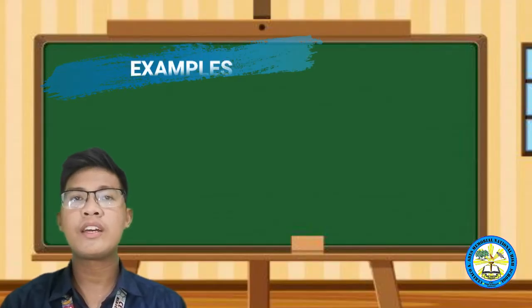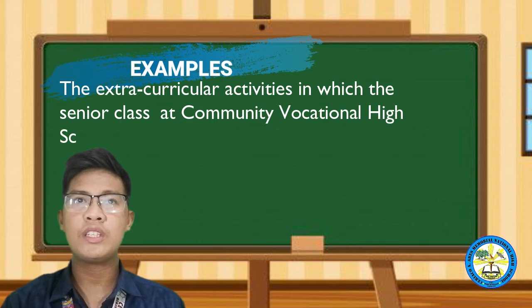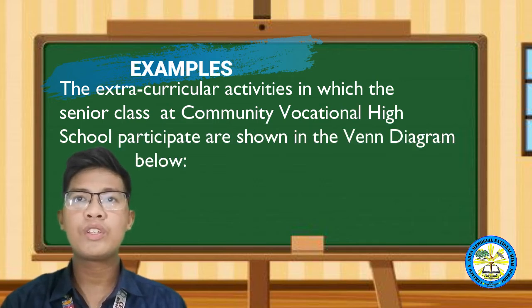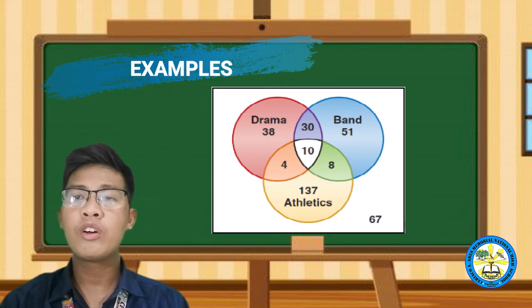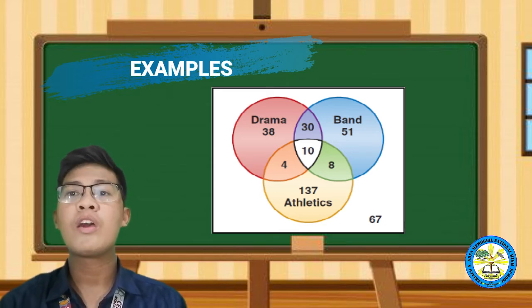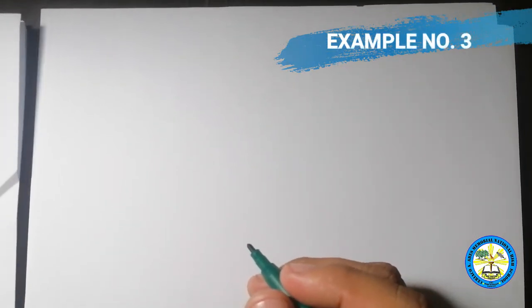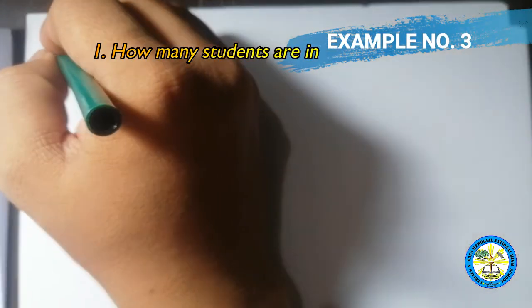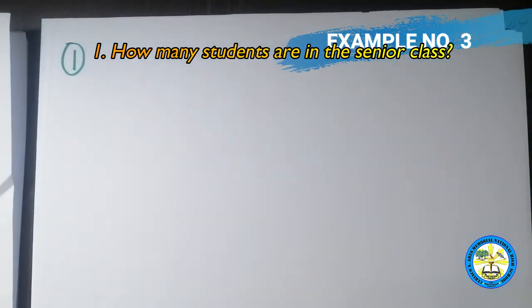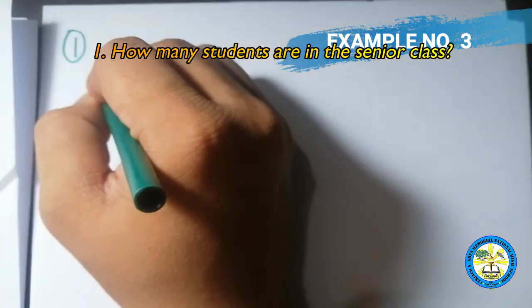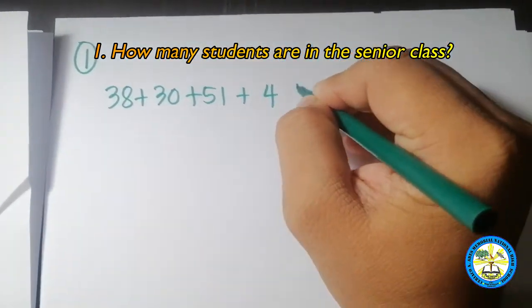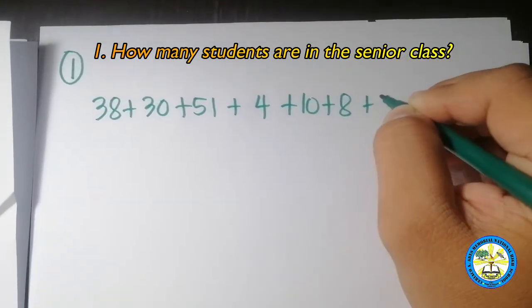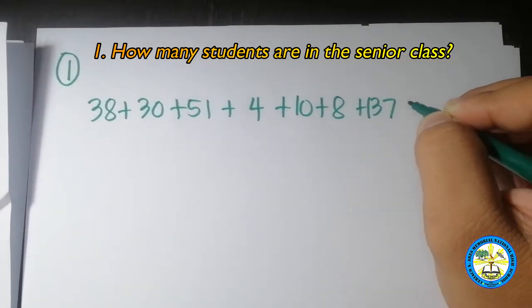Okay, so let's try to answer example number 3 in our learning activity sheet. The extracurricular activities in which the senior class at Community Vocational High School participate are shown in the Venn diagram. Using this Venn diagram, we are going to figure out the answers to the following questions. How many students are in the senior class? We're just going to add all the numbers that we can see in the Venn diagram, since they all represent the total number of students in that senior class. If we add all these numbers, it will come up to 345 students.